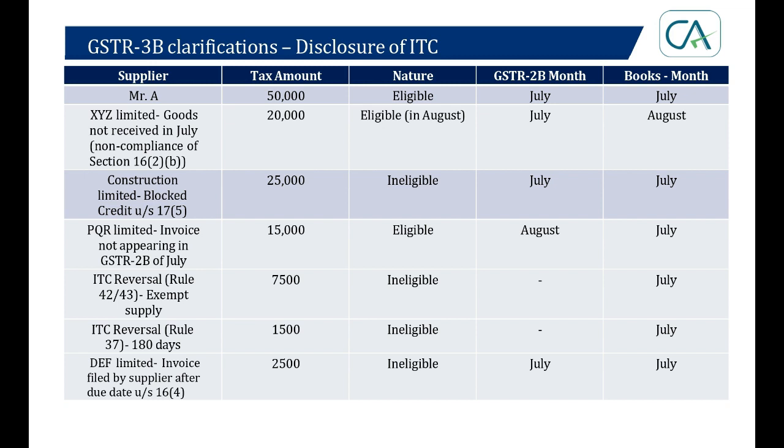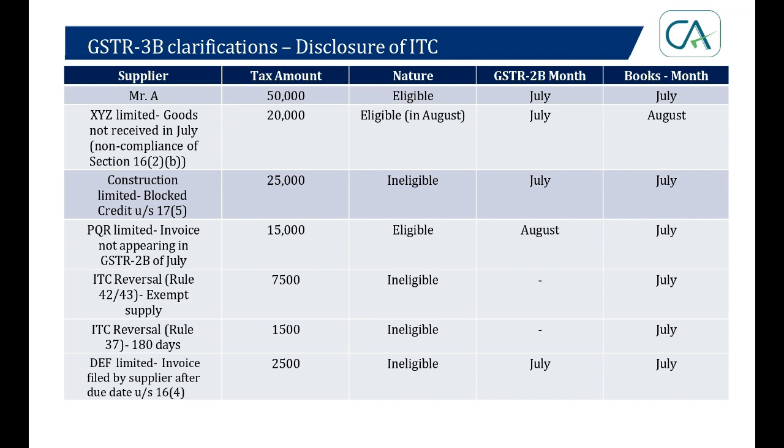Section 17 subsection 2 read with Rule 42, we know that if a particular taxpayer is having exempt supplies 100%, first we have to claim that input in table 4A5, which will be auto-populated from GSTR-2B. Then we are going to reverse it in the nature of permanent reversal in table 4B1. We are going to see that.